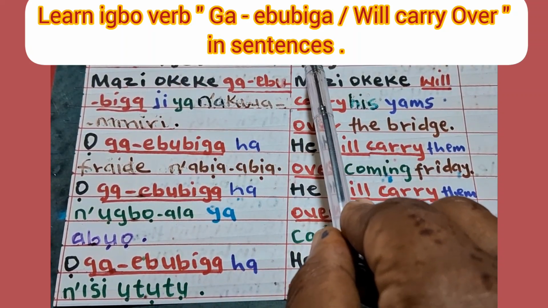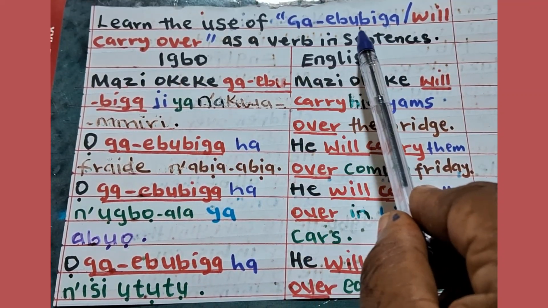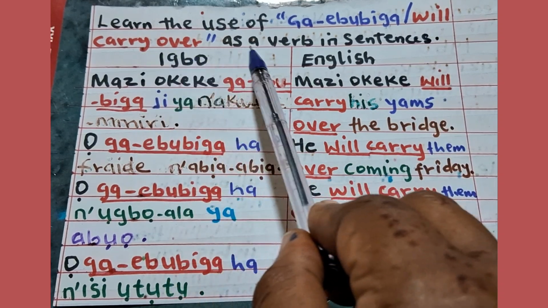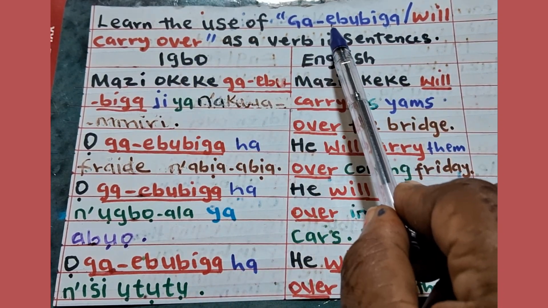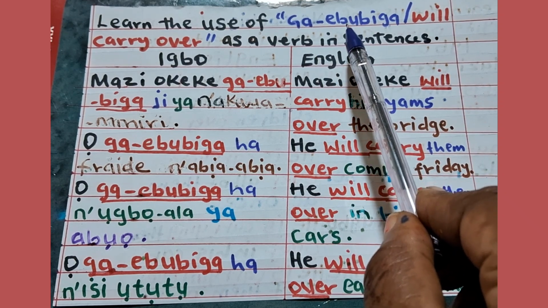Learn the use of ebubiga. Ebubiga means we carry over as a verb in sentences. Igbo, English. We are going to use this ebubiga in our sentences right now.